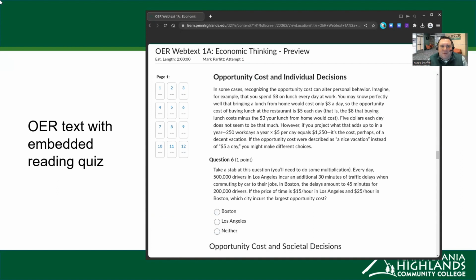Another experiment I tried was OER text with embedded reading quizzes. This was an economics class, and I embedded questions into the text. It's just kind of a reinforcement that they're actually reading, and then they earn a homework grade by doing this. It worked really well. So they're reading it, they answer a question. It's probably very similar to some of the online book or learning management platforms you're using. The difference is I'm allowed to completely edit this however I want to. I can change that question, I can change that text, I can move things around, whatever you want to do.